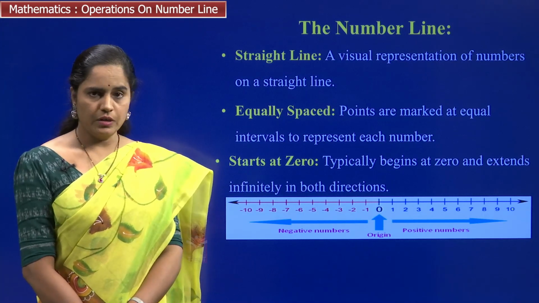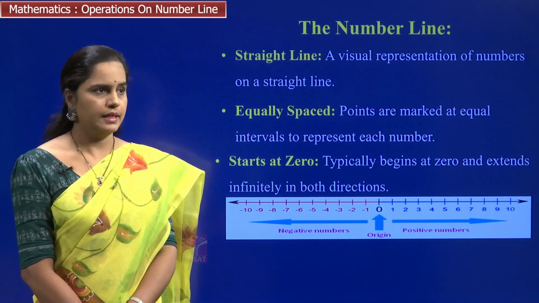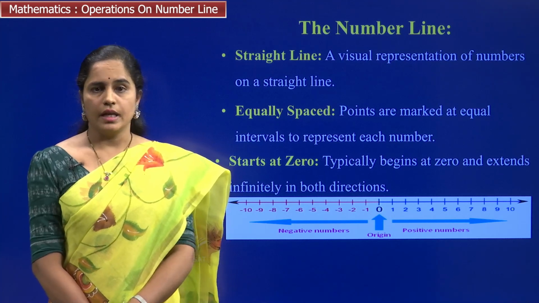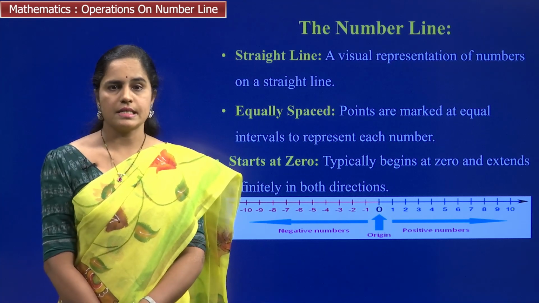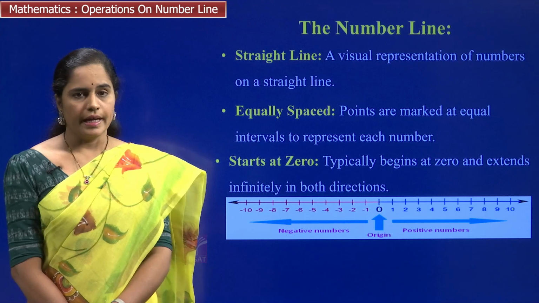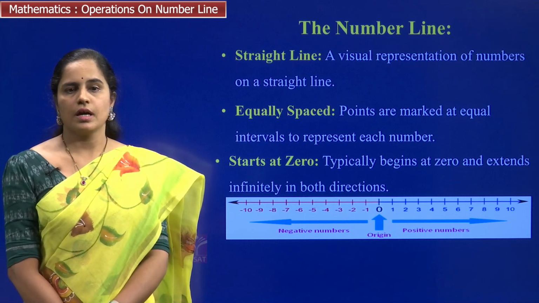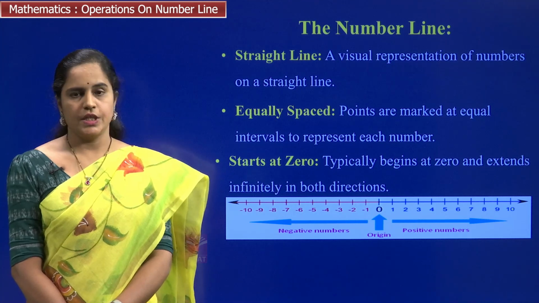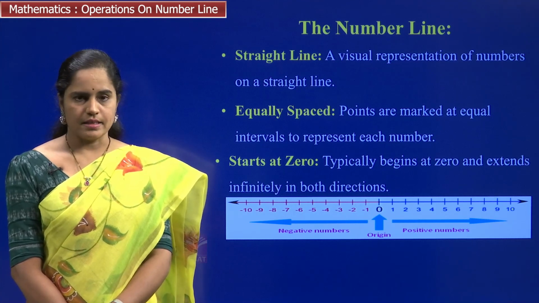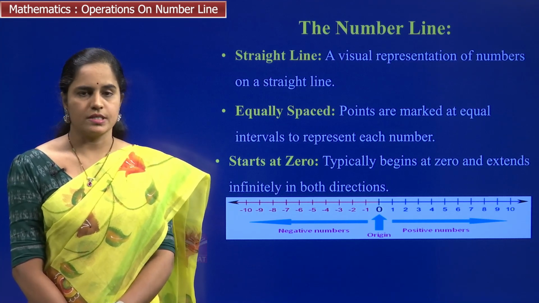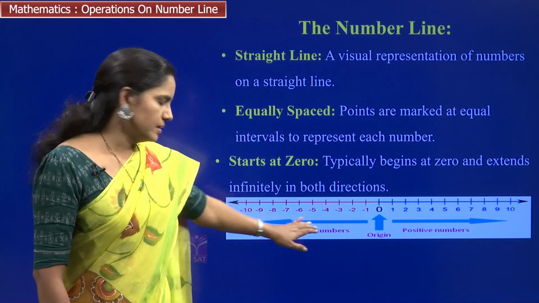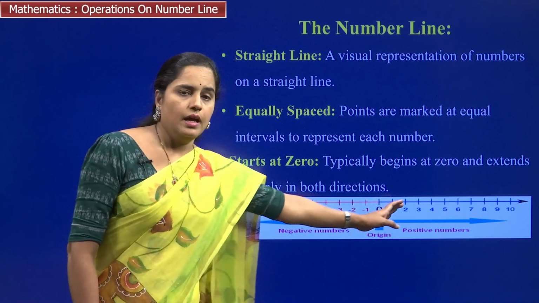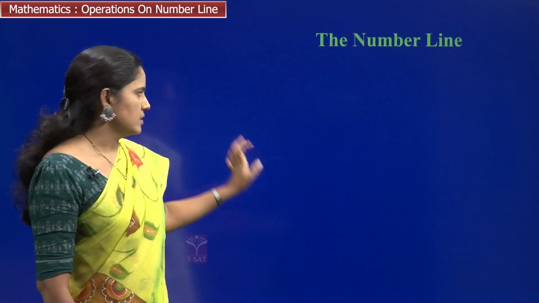Now we are going to learn about the number line. A number line is one straight line, a visual representation of numbers on a straight line, equally spaced. Points are marked at equal intervals to represent each number, and it starts at 0 and extends infinitely in both directions. So here is 0, with negative numbers on the left side and positive numbers on the right side.